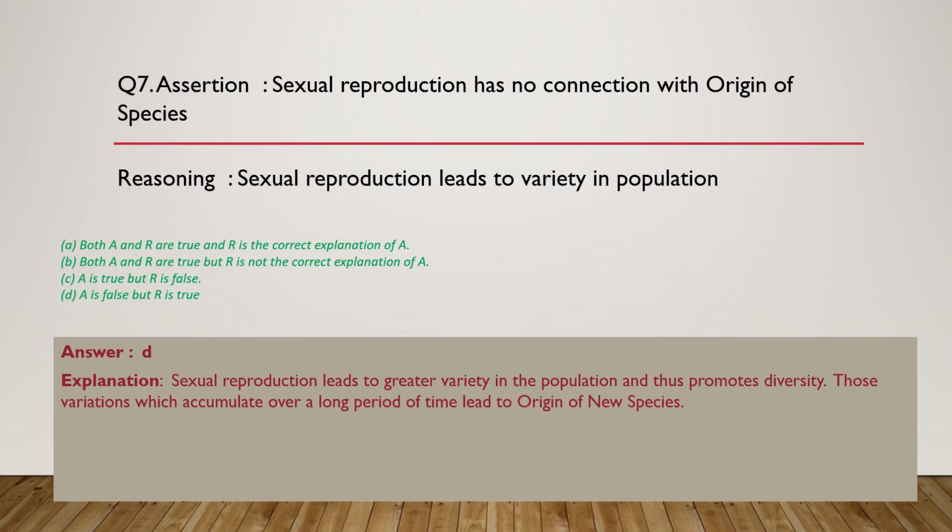Assertion: sexual reproduction has no connection with origin of species. That's not right. And reasoning: sexual reproduction leads to variety in population. Well, this is correct, because sexual reproduction leads to a great variety of features in the population, and thus it promotes diversity. Now, when these variations accumulate over many generations and a long period of time, that leads to origin of new species.